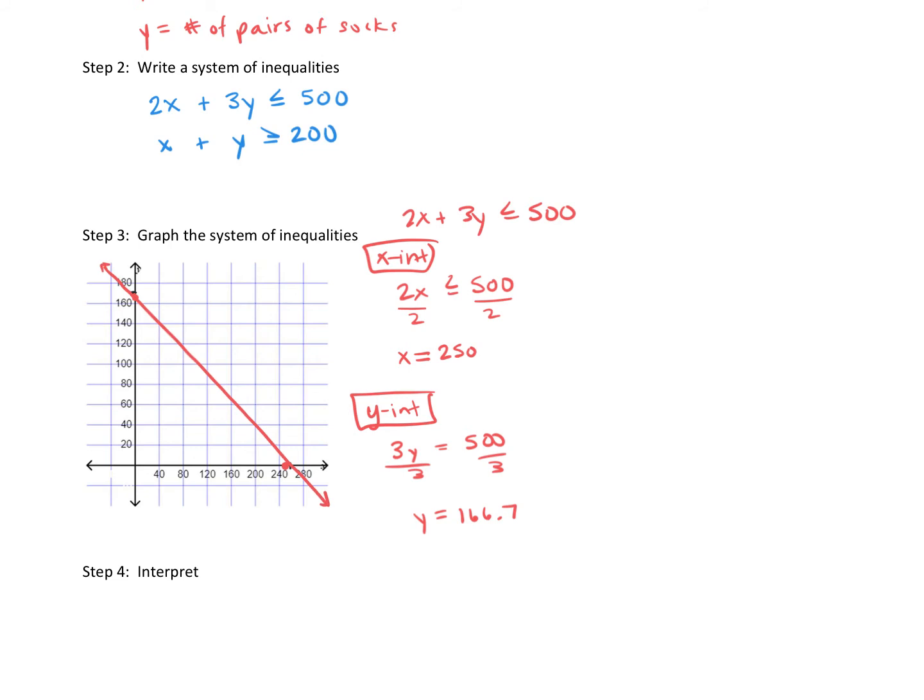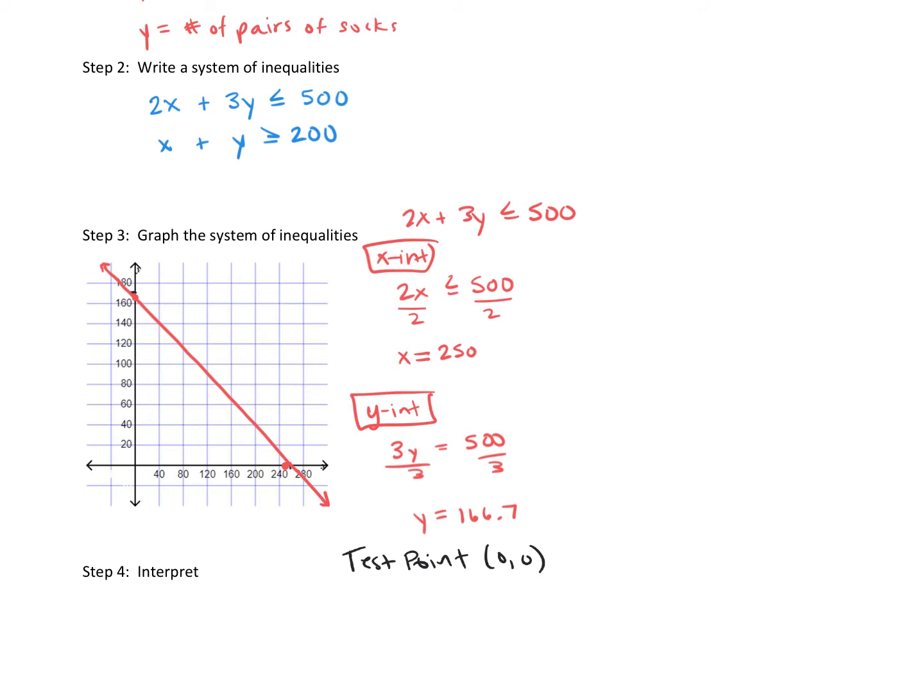And then shading. Because we have not solved for y, it's tricky to see what the shading is going to be. So I want to show you guys how you can do a test point. I don't know if we did that in another video or not. I'm going to just choose a point. And honestly, a really easy one to use is 0, 0. I want to know if 0, 0 is a solution.